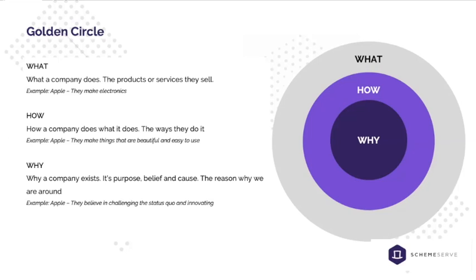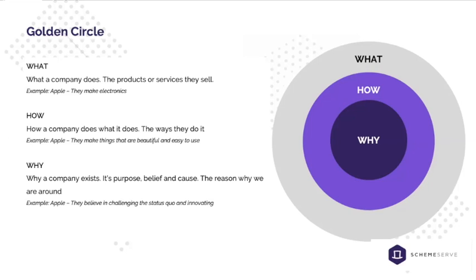Now, the what is easy. It's what a company does. For example, they sell products, and it's the products and services that they sell. For example, Apple, amazing brand, but what they do is they make electronics. That's simply what they do.